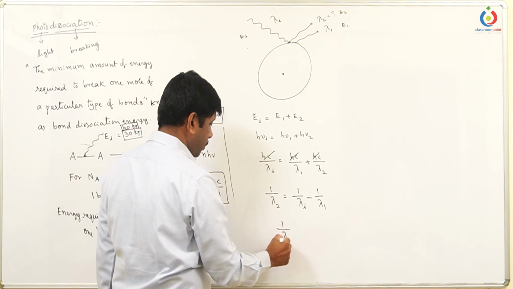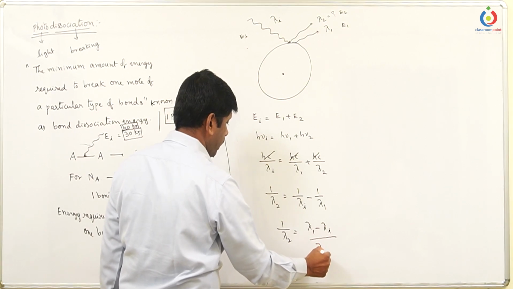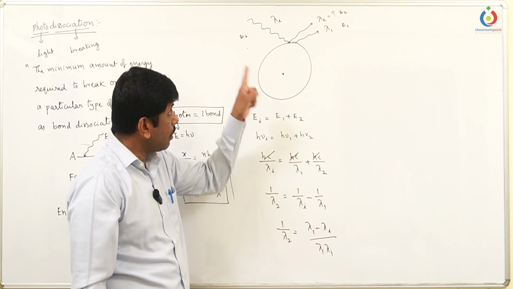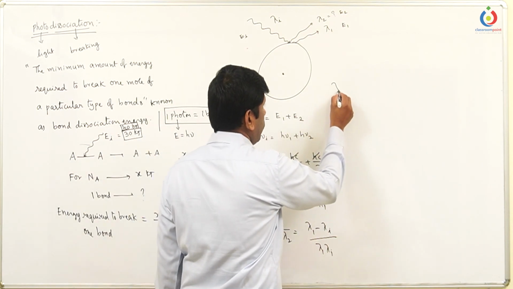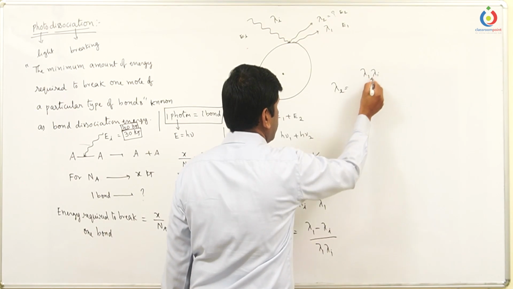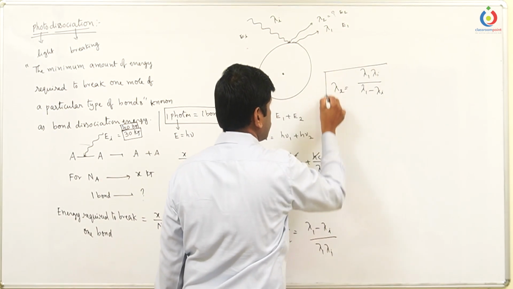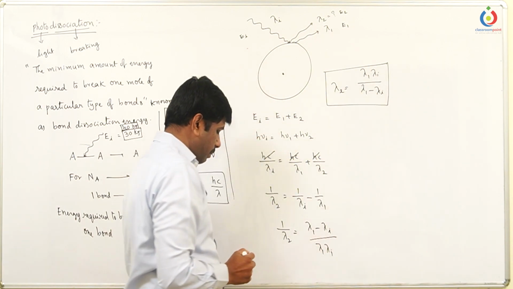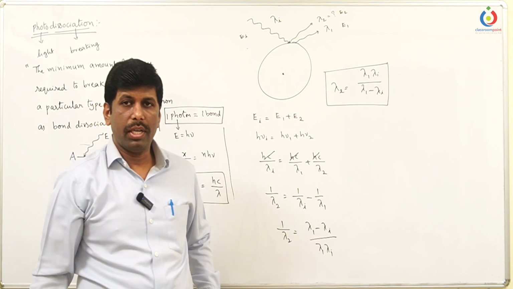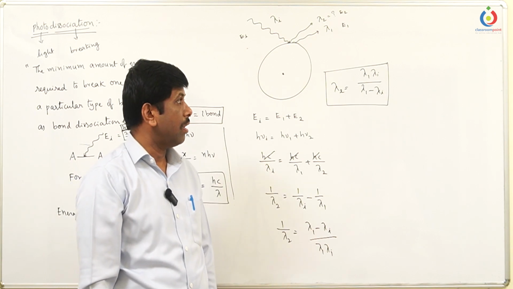So 1 upon lambda 2 is equal to lambda 1 minus lambda I divided by lambda 1 lambda I. But our intention is not to calculate 1 upon lambda 2. We have to calculate lambda 2. So the lambda 2 value is equal to, just reverse this one, lambda 1 lambda I divided by lambda 1 minus lambda I. Using this type of relations, we can solve questions that are similar to the photoelectric effect, though it is not the photoelectric effect. Why? Because no electrons are emitted or ejected.